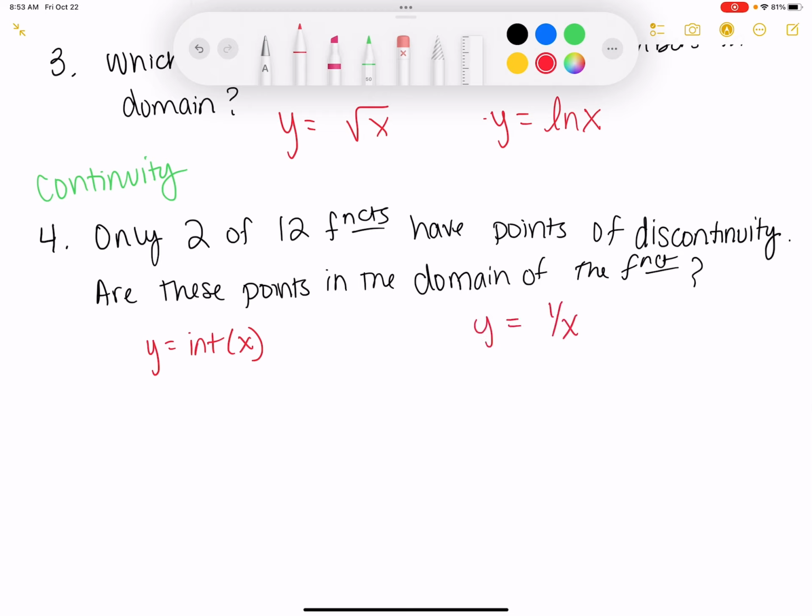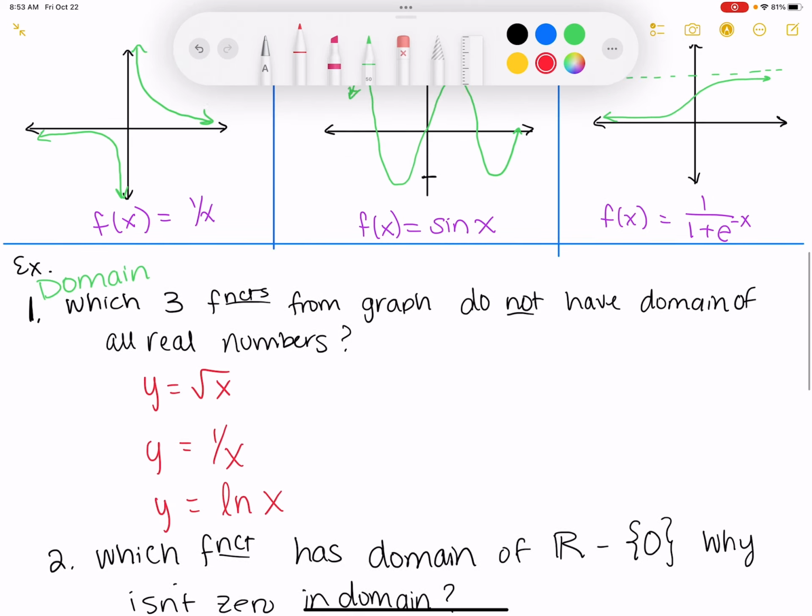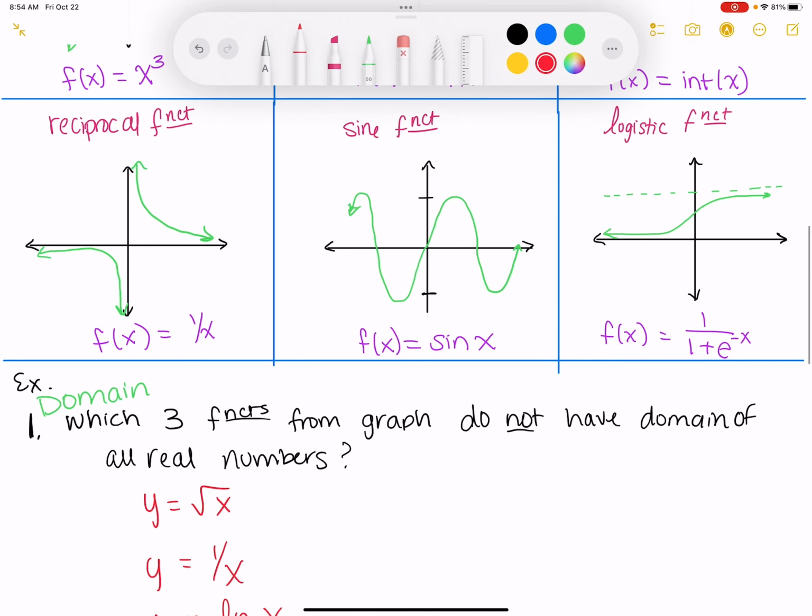What is that last one used for most of the time? Which one? The last one of the 12. This one? Yes. It's not used a lot, but it's a logistic function. We don't really use it. It's just one of the 12 basic functions, so you just need to know it.